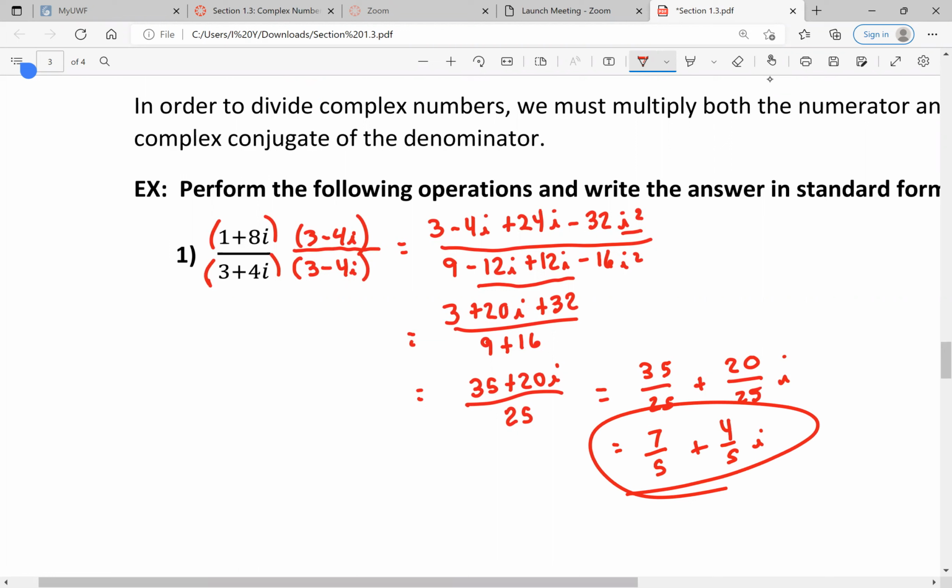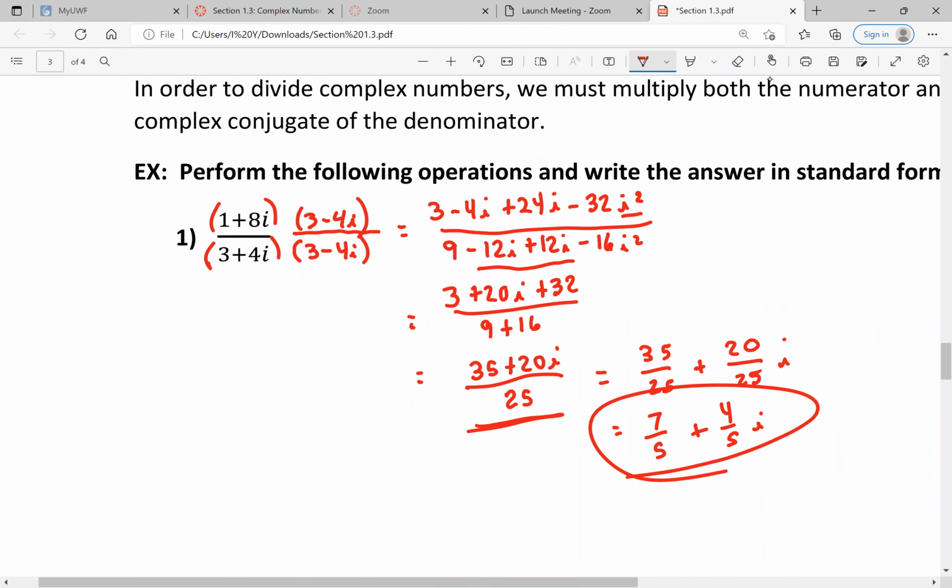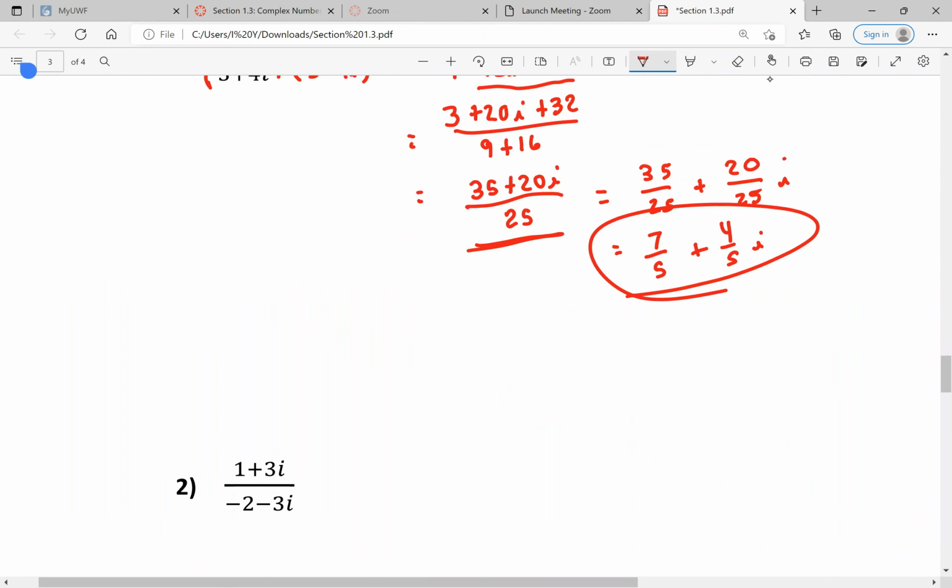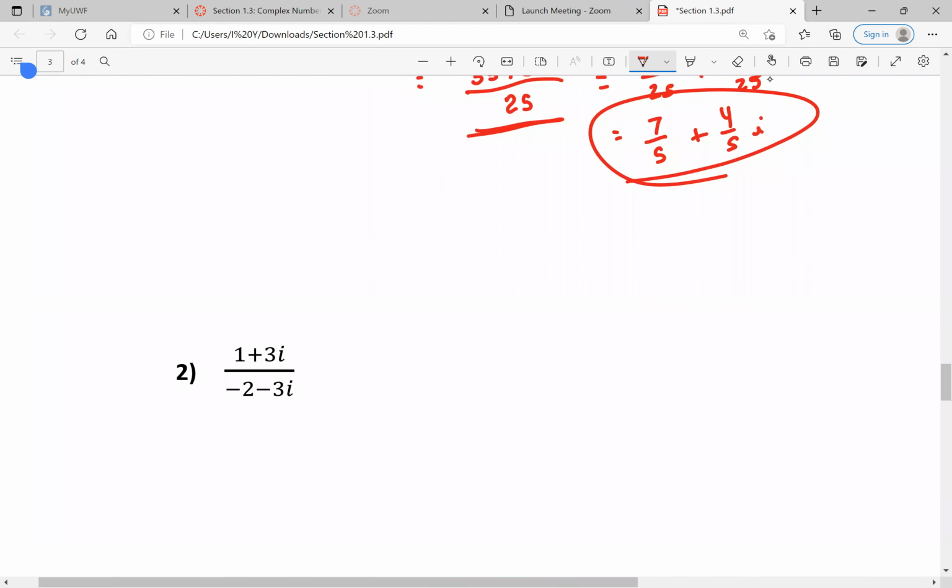I know the temptation is to leave it like that. But remember, a complex number is a plus bi. So even though it's the same thing, go ahead and break it apart. Okay, let's look at another one here.